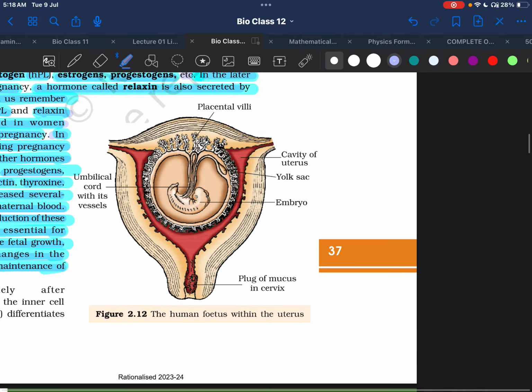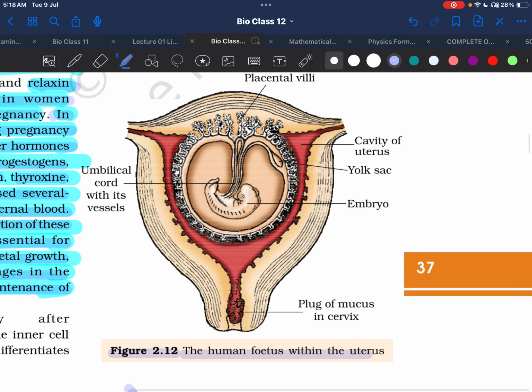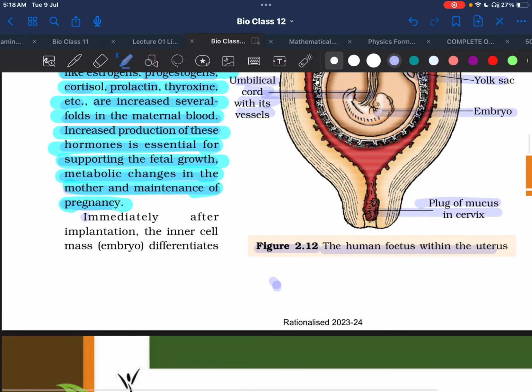Figure 2.12: The human fetus within the uterus. Umbilical cord with its vessels, embryo, yolk sac, cavity of uterus, placental villi, plug of mucus in cervix.